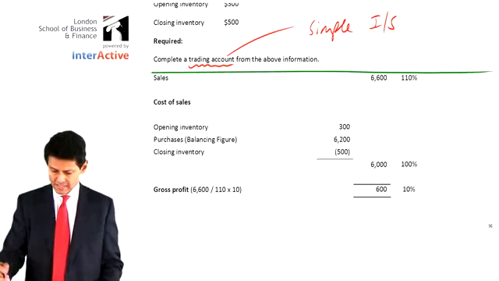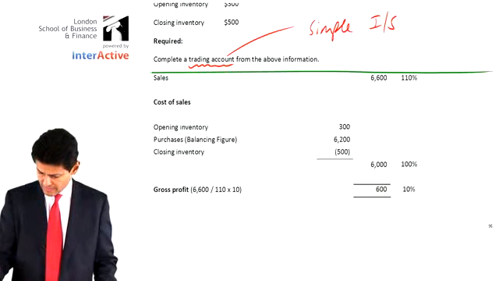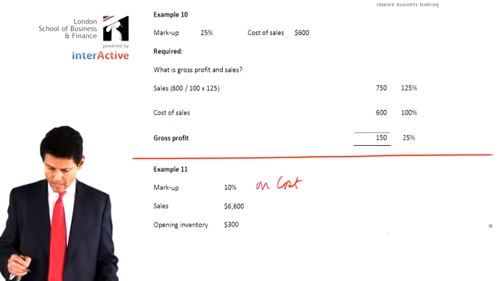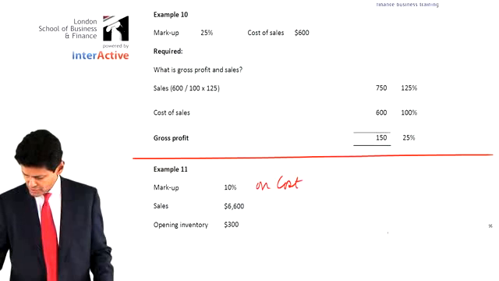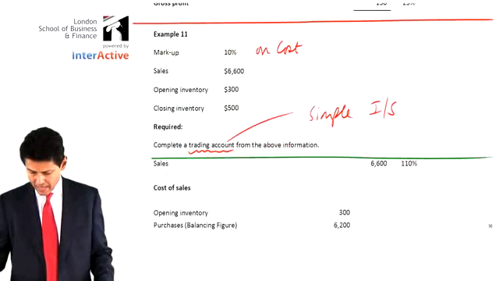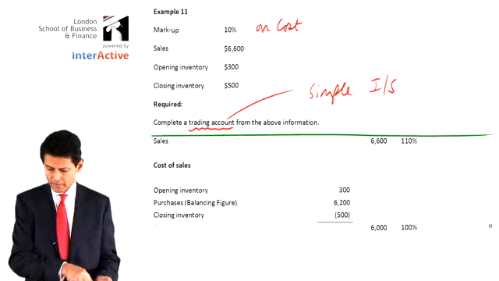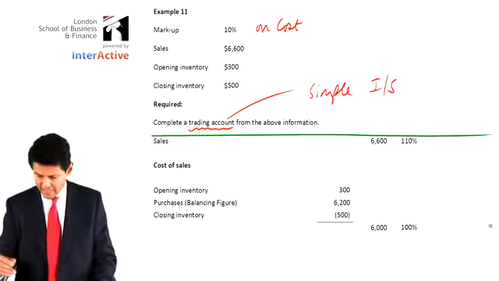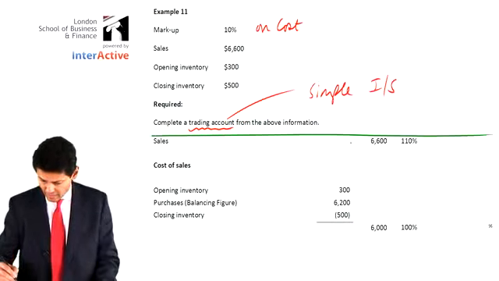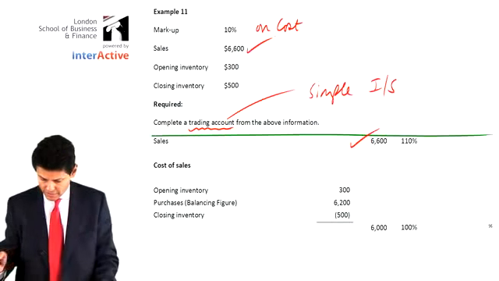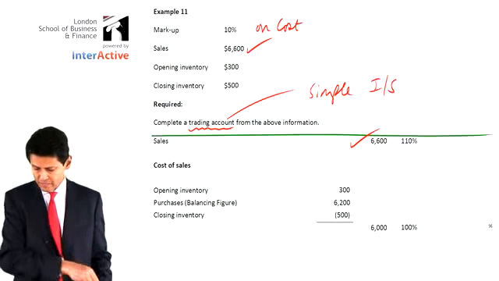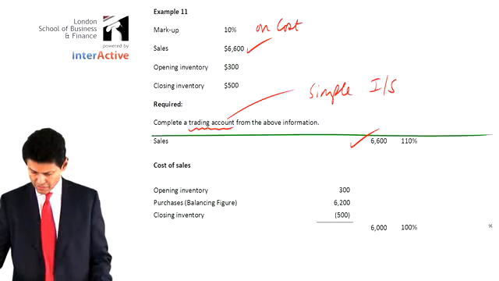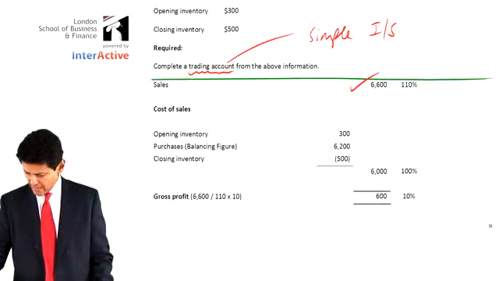Sales is 6,600, but we need to concentrate on this question, of course, below that line. So example 11, the sales is given, so I can tick that off. That's from here, you see. The other issue is the opening inventory is given as 300 and the closing as 500.